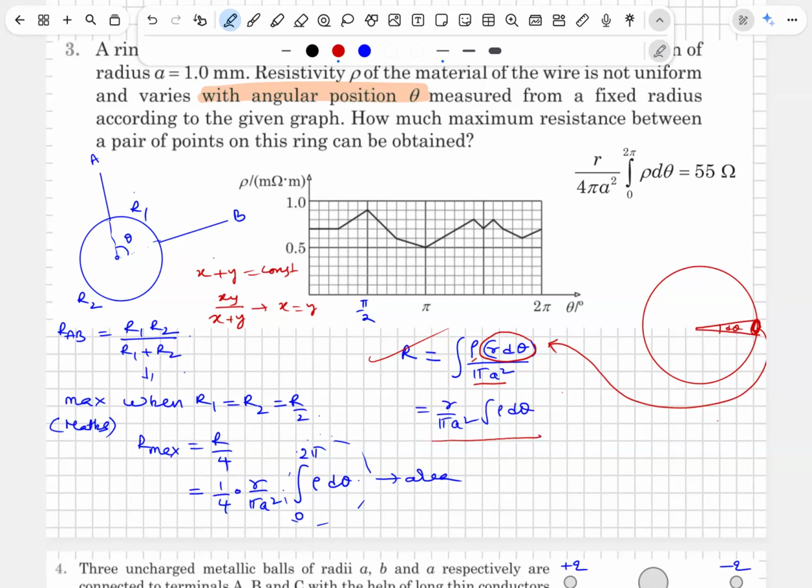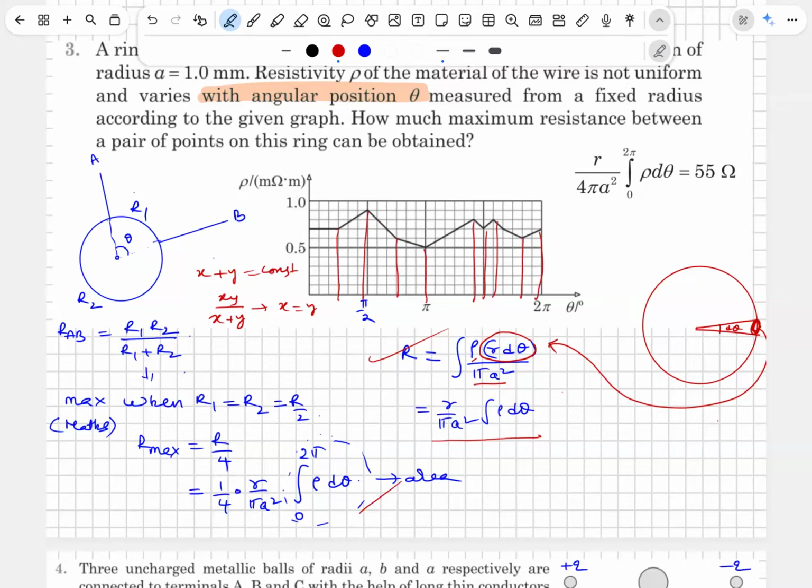Come back to our question. You want 1 by 4 times of R. R max is 1 by 4 times of R. R means the total resistance of the ring. How do I get the total resistance of the ring? Area under the graph. You want the area: rectangle area, then trapezium area, another trapezium area, and so on. Who will get it? You do that. By doing which, you will get the answer as 55.